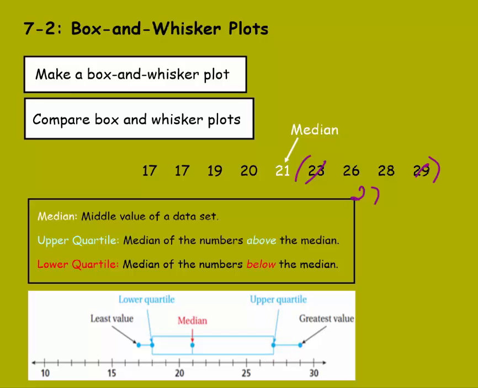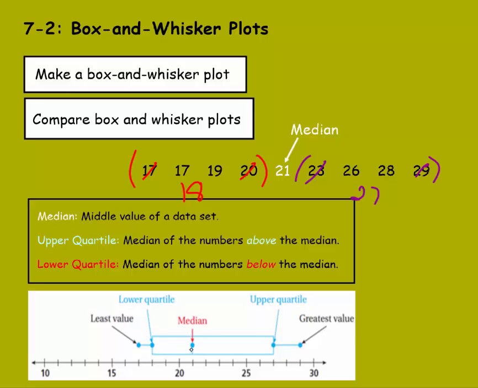The lower quartile is the median of the numbers below the median. So this would be these four numbers. Cross off 17 and 20. That leaves you 17 and 19. Add those together, divide by 2, and you'll have 18. So 18 becomes the lower quartile, or the left edge of the box.